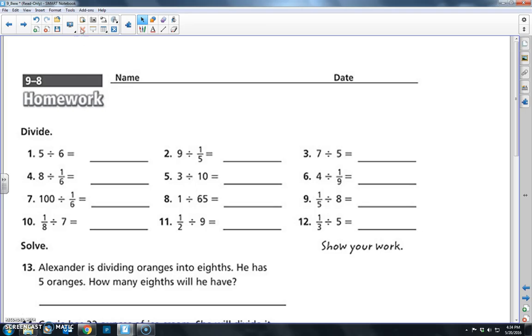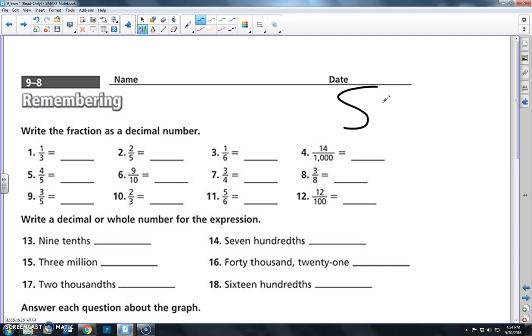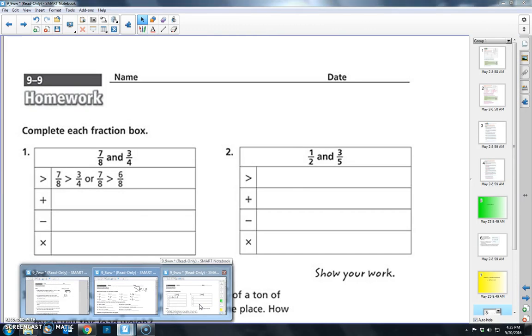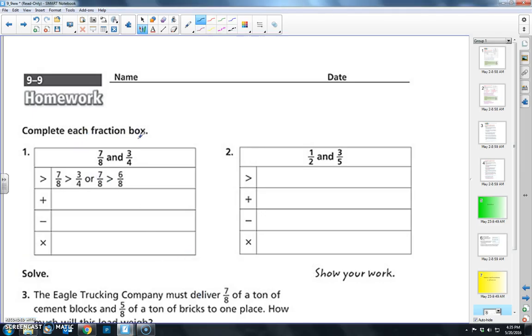So, boys and girls, you have all of page 9.8, all of 9/8 on this side. Remember, 5 divided by 6 is actually 5 times 1/6. Okay, so you might have to rewrite it. And when you turn the page, this one I want you to skip. Skip the entire page. Okay? You're welcome. Because quickly we're going to move right on to 9.9, and 9.9 is even shorter than 9.8 and 9.7. All right? So complete each fraction box.